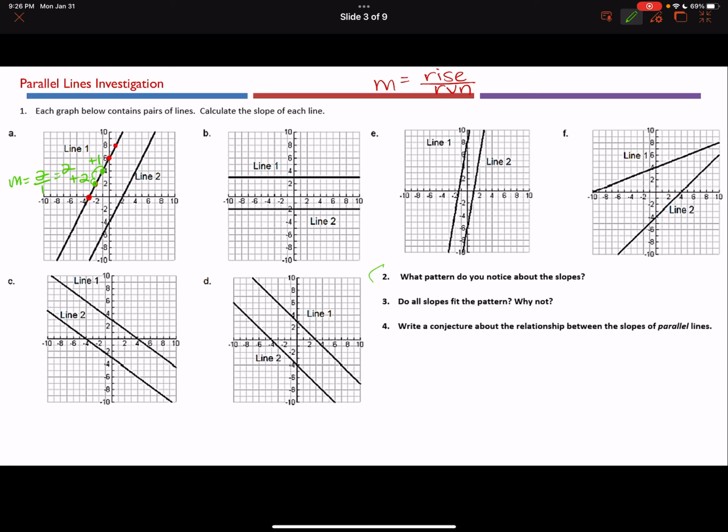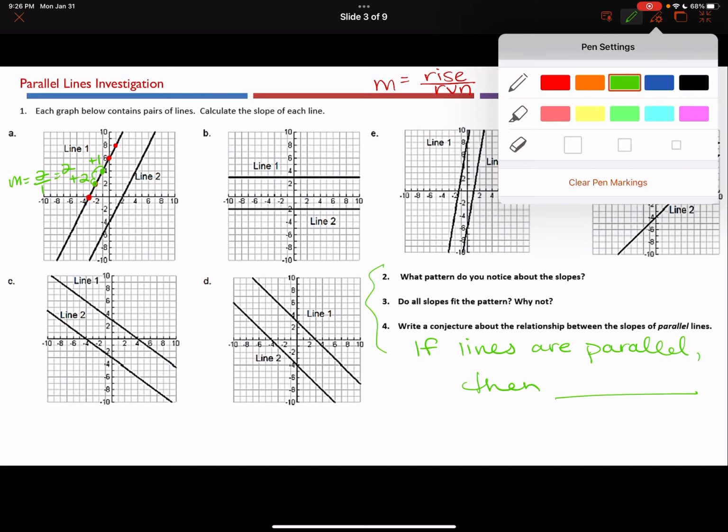And then there's 3 questions down here at the bottom. What do you notice about all the slopes? Do all the slopes fit the pattern? Why or why not? And then you want to write a conjecture about the relationship between the slopes of parallel lines. So really, I want you to say something like, if lines are parallel, then what? You fill in the blank there. So if lines are parallel, then what do we know? Okay, so you're going to pause the video and you're going to take a couple minutes and get this front side done. When you unpause, we'll go over the answers.